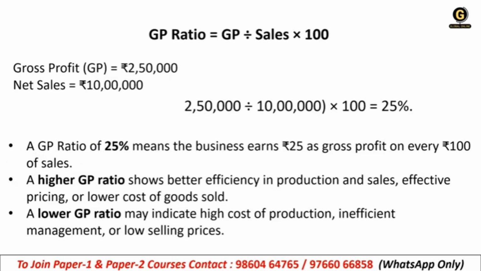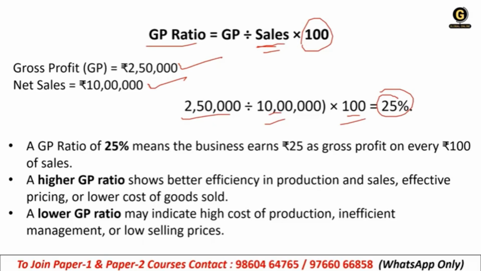See, how do we calculate the gross profit ratio? Gross profit divided by sales into 100. So we have gross profit 2,50,000 and net sales 10 lakh rupees. So gross profit 2,50,000 divided by sales, 10 lakh rupees, into 100. So what will be the answer?